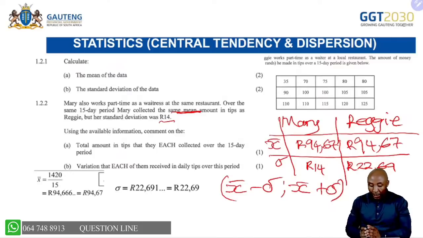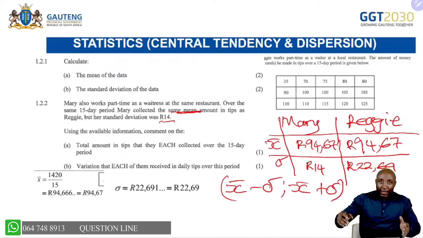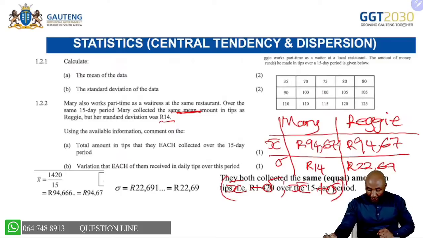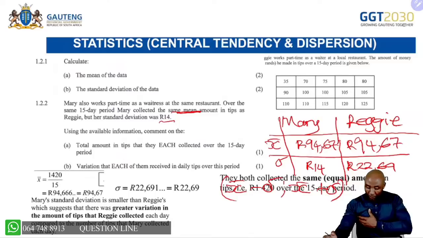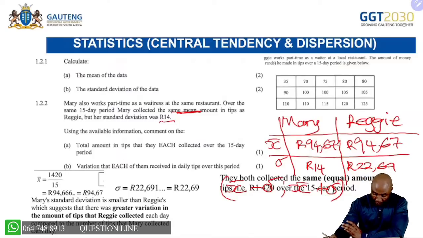But if you check for Mary, it means whatever they get as tips, they are clustered around almost the same amount. It's not as varying as what Reggie is getting. So to get our final solution there, you are able to see that Mary's standard deviation is smaller than Reggie's, which suggests that there was greater variation in the amounts of tips that Reggie collected each day compared to the tips that Mary collected each day.